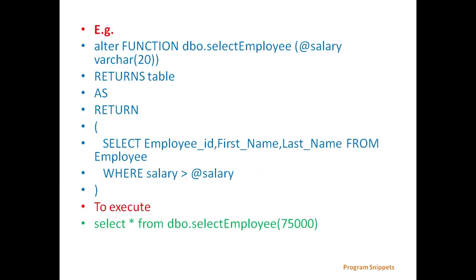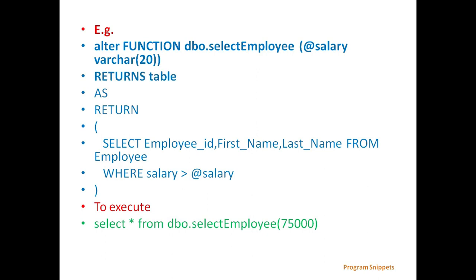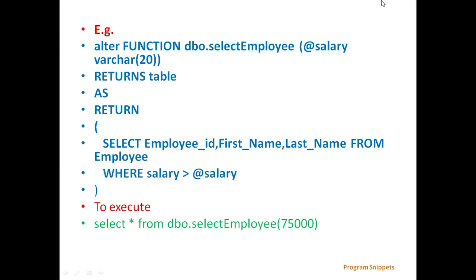For example, we have created the function select employee. So to modify it, we will use alter function select employee with parameter as salary, returns table as return and we will use select employee ID, first name, last name from employee where salary is greater than the parameter value of salary. To execute this, we will use select star from dbo.select employee with parameter value as 75,000. It will display all the employees whose salary is greater than 75,000.